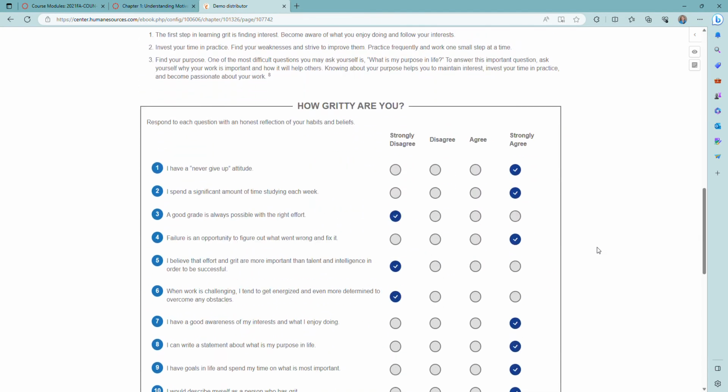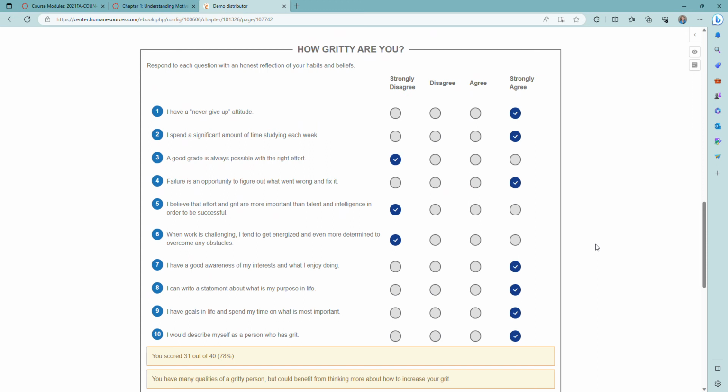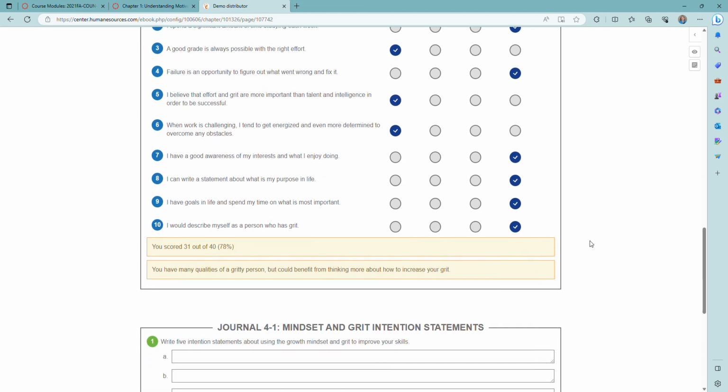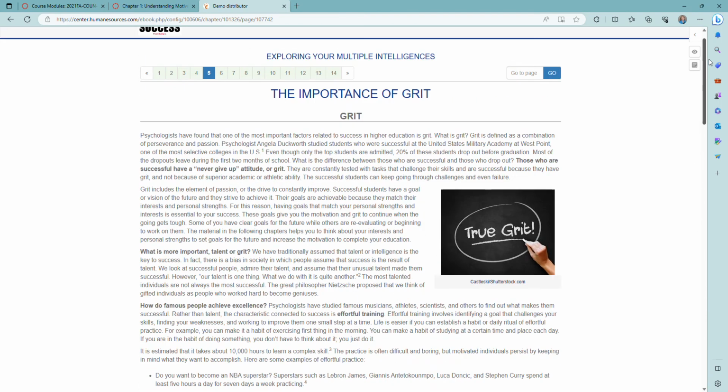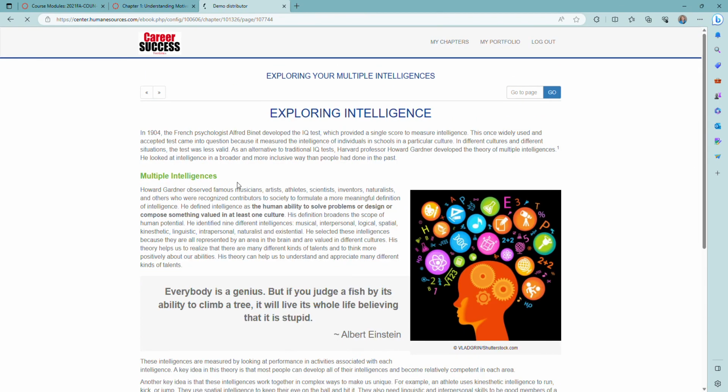The importance of grit and being successful in college or on the job or developing your skills. And then, how gritty are you? I have a never give up attitude. Do you agree or disagree with that statement? You scored 31 out of 40, which is 78%. You have many qualities of a gritty person, positive comment, but could benefit from thinking more about how to increase your grit.